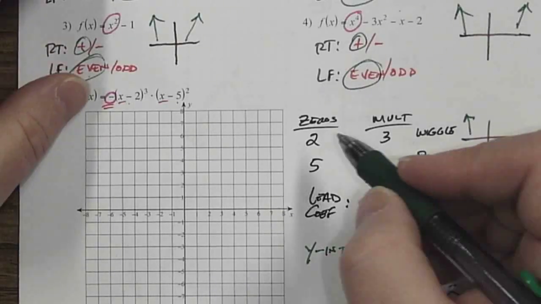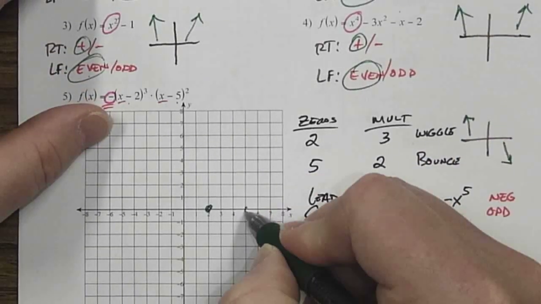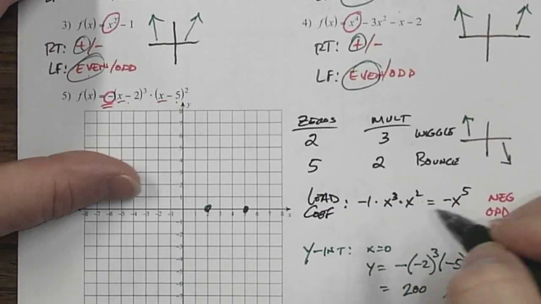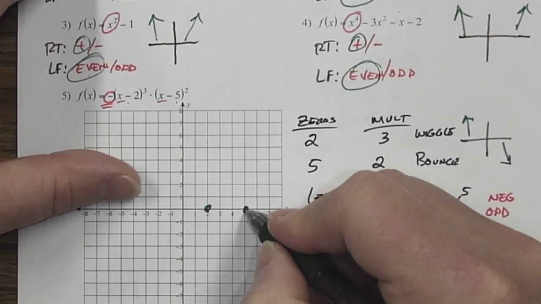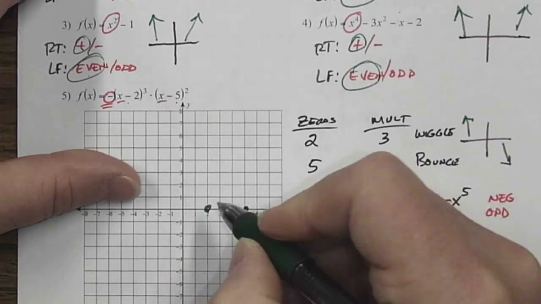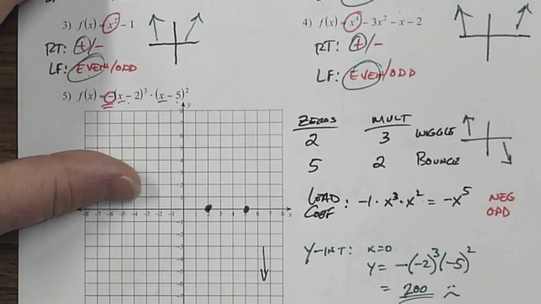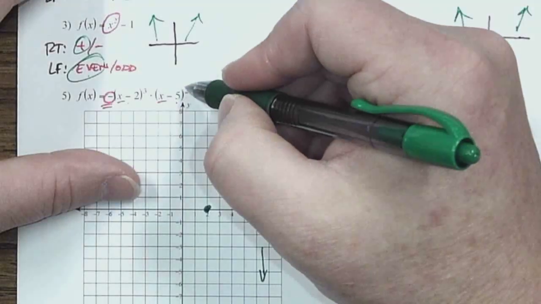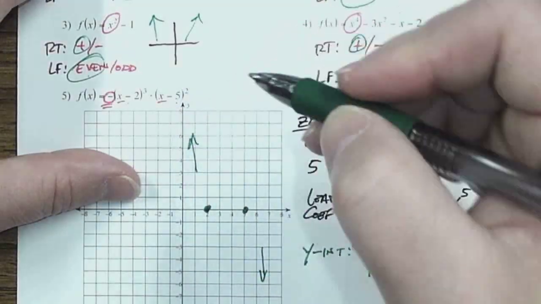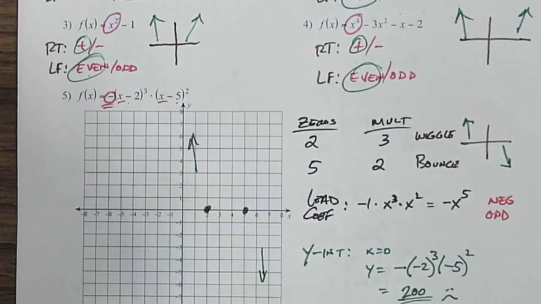Here we go. Zeros. I got a 0 at 2 and 5. The right-hand side is going down, so I'm going to come over here, kind of go down. Left-hand side is going up. Now, knowing that my y-intercept is 200 means it goes way off the graph. I can put the arrow right here. It's going up off the graph.